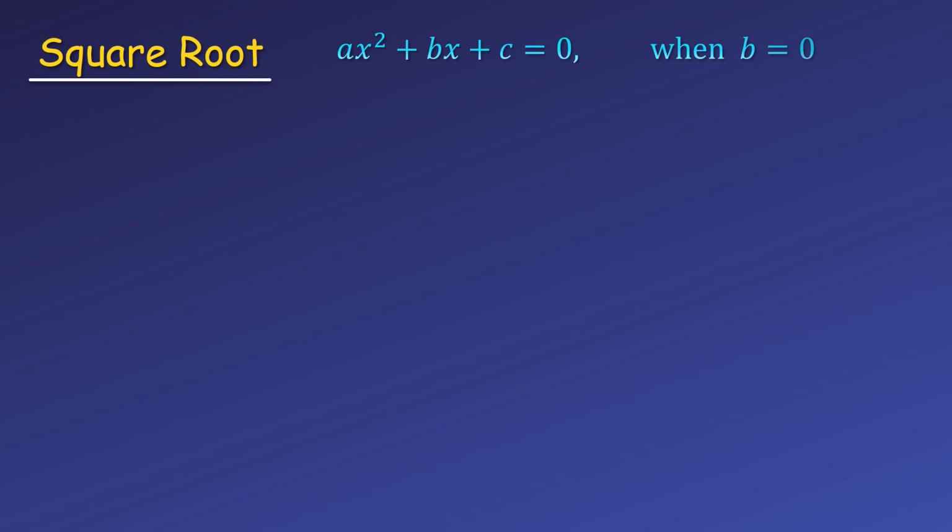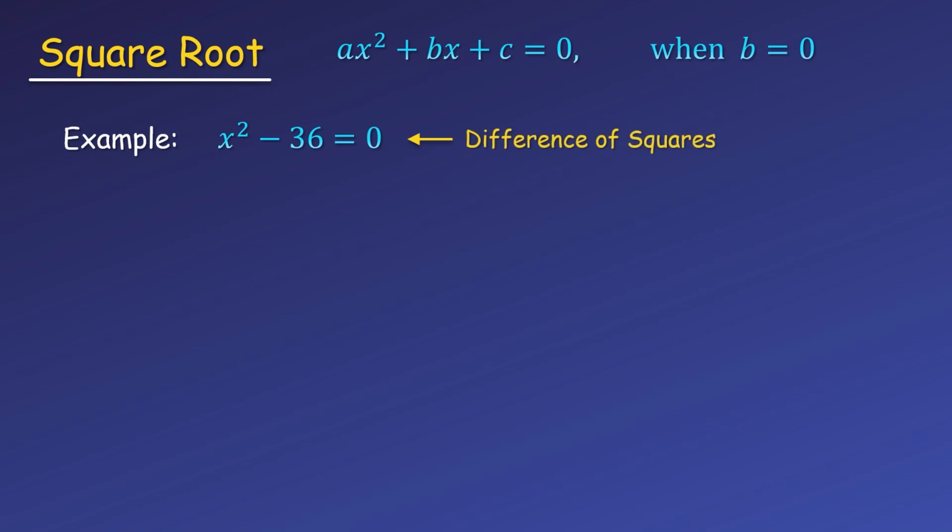I'll leave the form of the quadratic equation as a reference. We will use this method when b of our quadratic equation is equal to 0. Our example is x squared minus 36 equals 0. Notice that both x squared and 36 are perfect squares. So this is called a difference of squares. A difference of squares, a squared minus b squared, can always be written as a plus b times a minus b, where a and b are the square roots of each term. For our example, x is the square root of x squared, and 6 is the square root of 36. For most of our methods, we want to get our quadratic equation in this form.